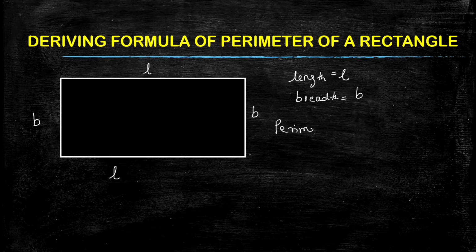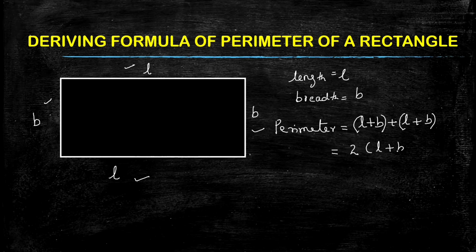Perimeter equal to, I will add them, L plus B, L plus B, and again L plus B, L plus B. So if I look here, I have got L plus B 2 times. So I can rewrite it as 2 times L plus B. So that is the formula of the perimeter of a rectangle: 2 times the sum of length and breadth.